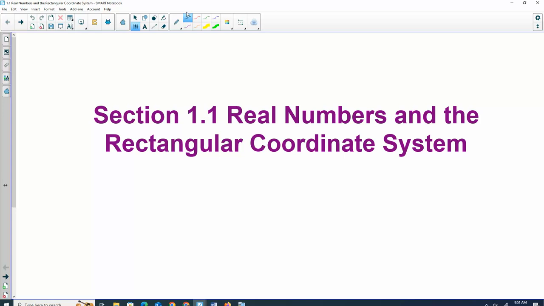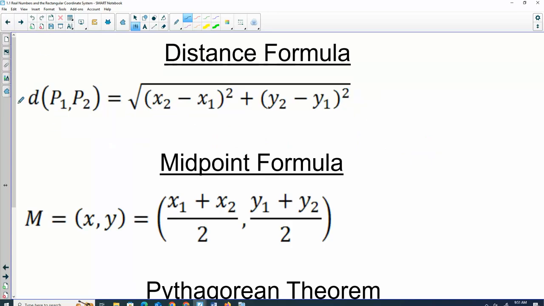Alright, so the next thing we are talking about in this section is really just a few different calculations that you might have seen before. Distance formula, midpoint formula, and Pythagorean theorem. So what I'm going to do is put these formulas up here, let you guys copy them down, and then I'll talk about them, okay? So these are the three formulas we are using.